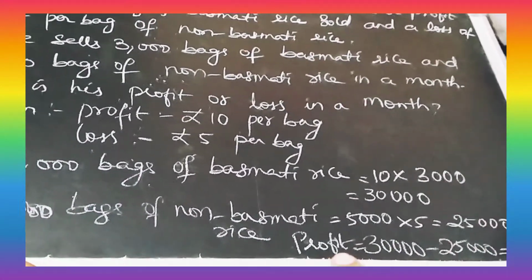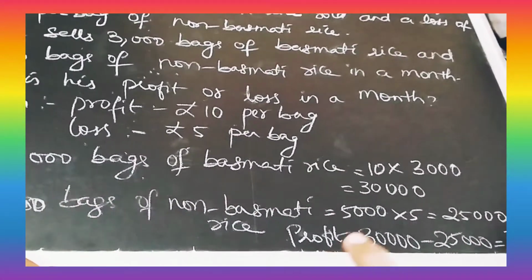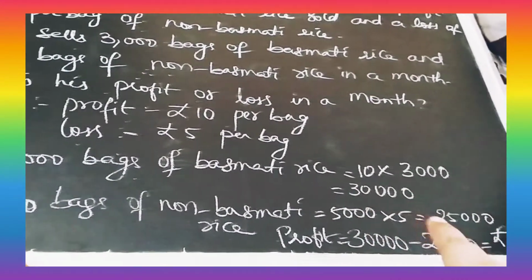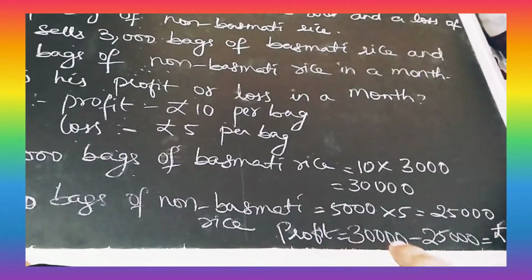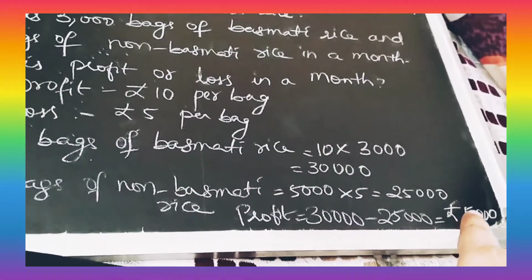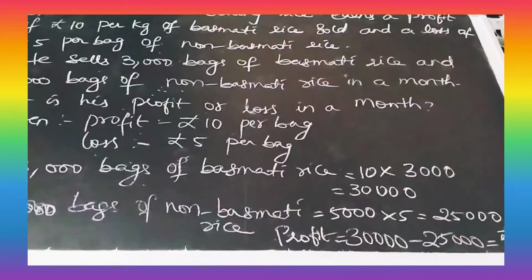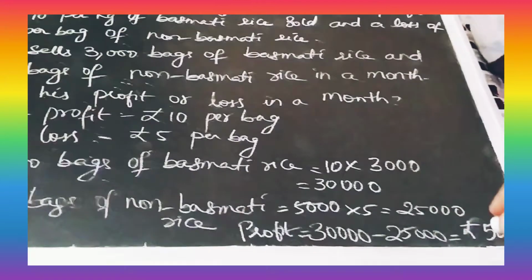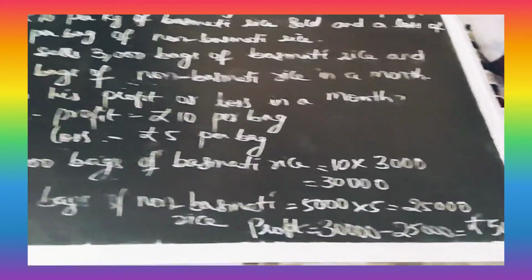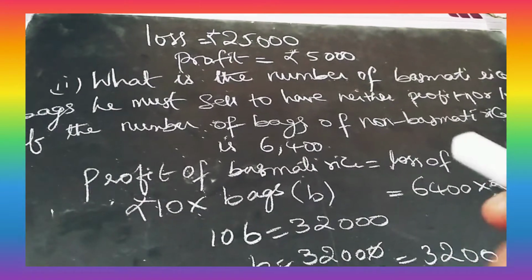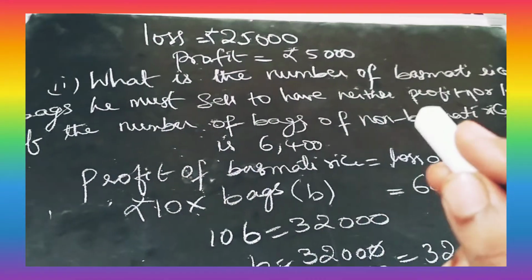So now what is the profit here? You have to subtract this 30,000 with this 25,000. 30,000 minus 25,000, it is 5,000. So the answer is here 5,000. So the loss is here 25,000 and the profit he earned is only rupees 5,000.